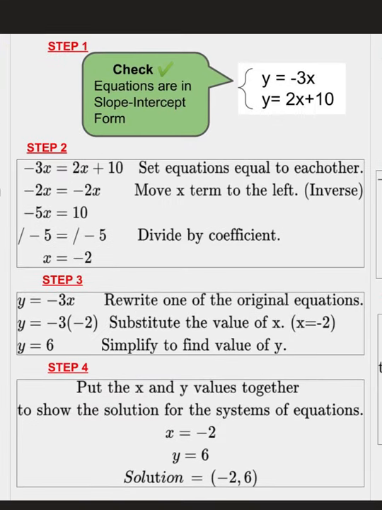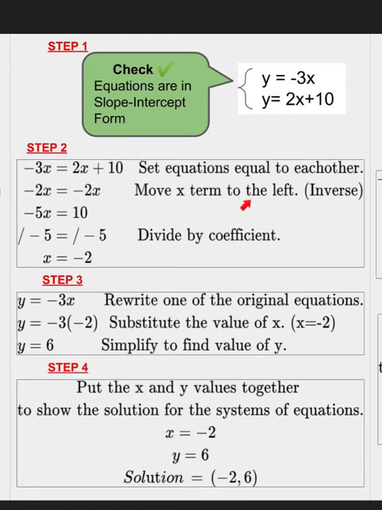Step 1, you need to check that the equations are in slope-intercept form. Yep, they both are, so they are ready to be used. You will set the equations equal to each other. Since they both equal y, you're going to leave off the y and set these two parts of the equation equal to each other. So negative 3x equals 2x plus 10.